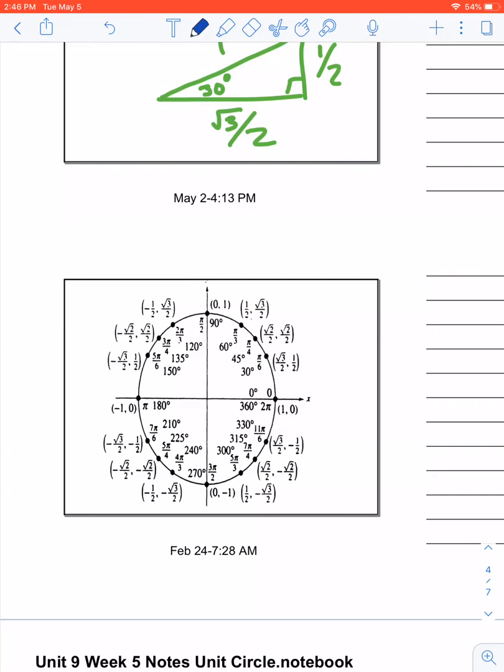So here are the coordinates. You'll notice that there are degree measurements there and radian measurements there. We talked about those yesterday. And then here are the points.